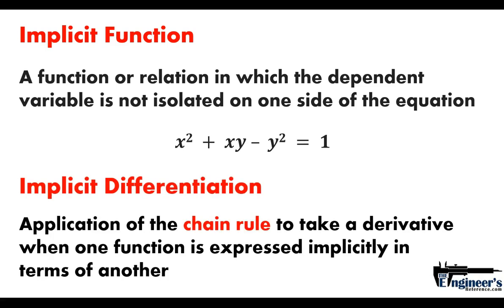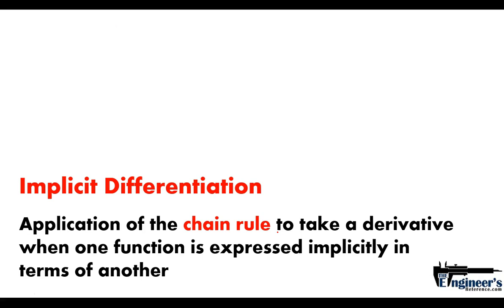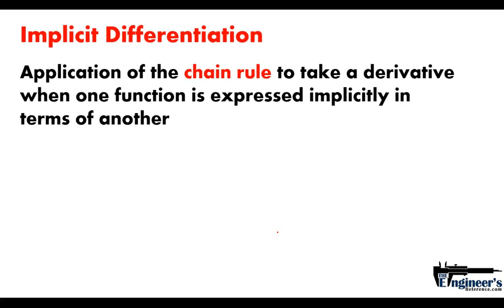Now, if we want to differentiate that, that will be known as implicit differentiation, and that is just an application of the chain rule, used to take a derivative when one function is expressed implicitly in terms of another. So in this case, y is expressed implicitly in terms of x, and we'll get more into what that actually means.